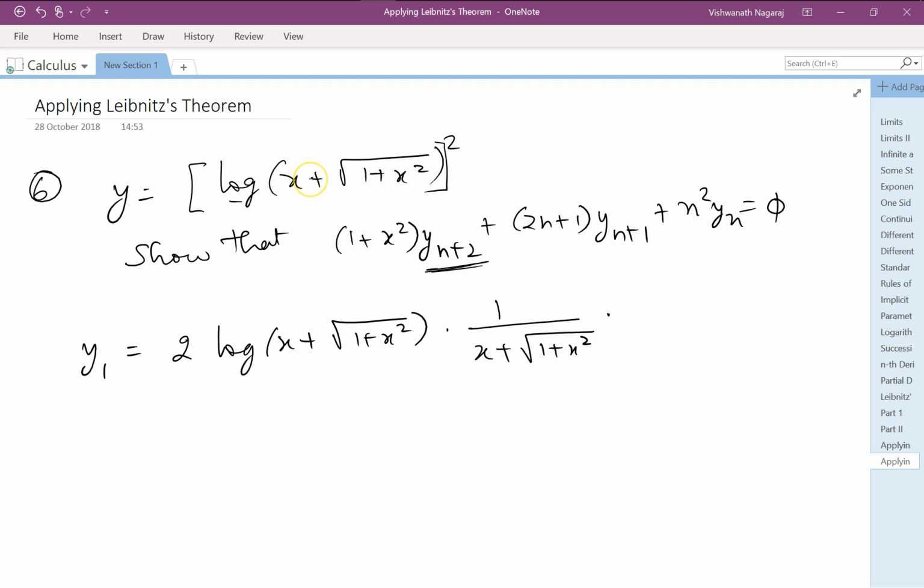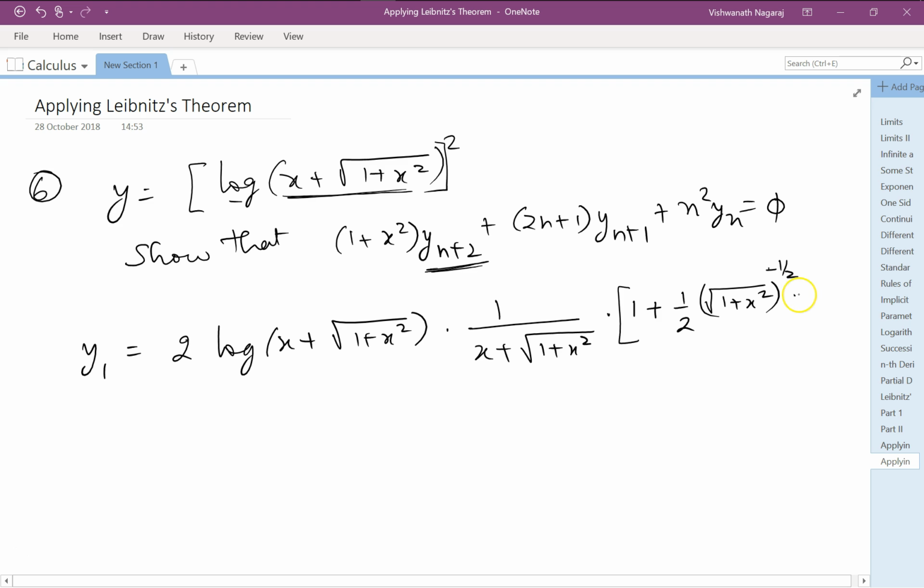Now let's take the innermost bracket. So that will be what? Within brackets 1 plus square root of 1 plus x square. So that will give us what? 1 by 2 will come down, and what we'll have is square root of 1 plus x square to the power of 1 minus half, that is minus half. Yes, and then finally the innermost under the square root, whatever is there, so 2x. So this is the differential of y.